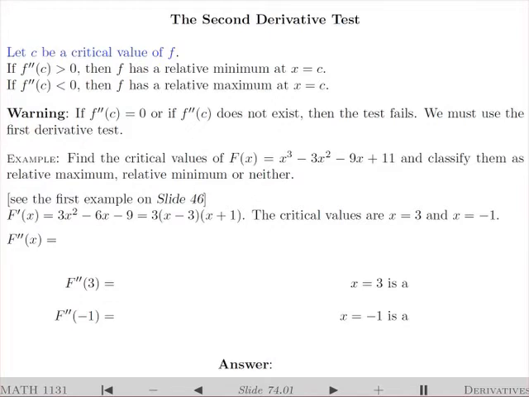So the reason is how we actually use the second derivative test. So let's first look at the statement. Suppose that c is a critical value of f. If f double prime is positive, then f has a relative minimum. And if f double prime is negative, f has a relative maximum.